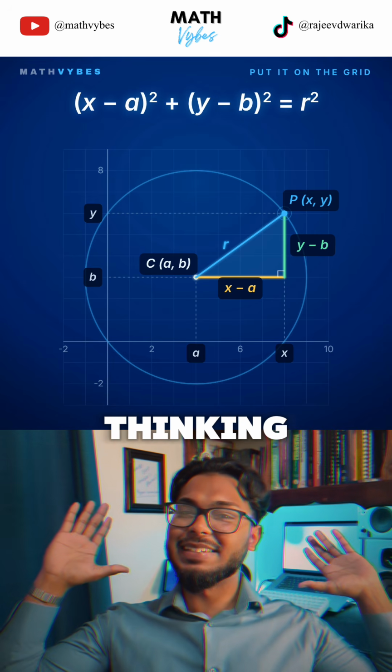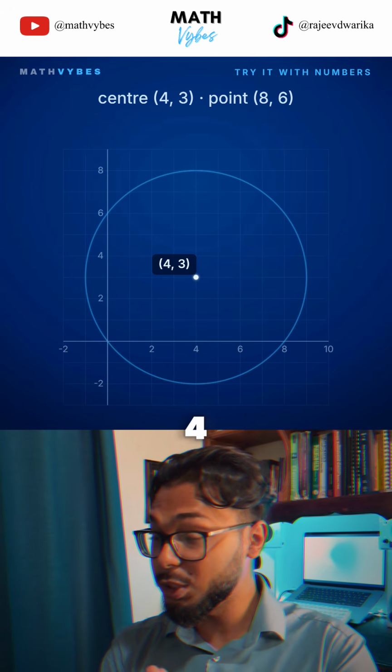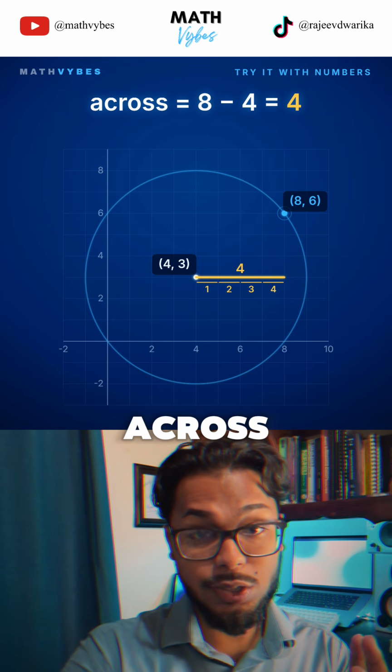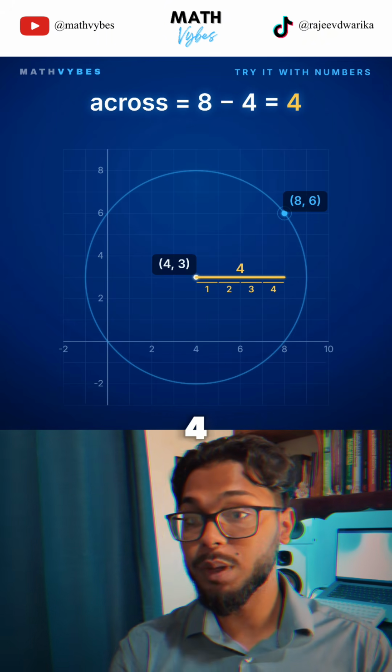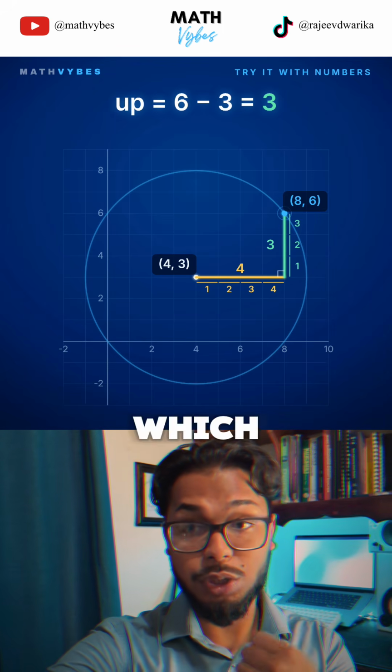Now I know what you're thinking, sir, let me see an actual example. So let's consider a circle with center (4, 3) and a point on the circumference (8, 6). So the distance across would be given by 8 minus 4, which is 4, and the distance up would be given by 6 minus 3, which is 3.